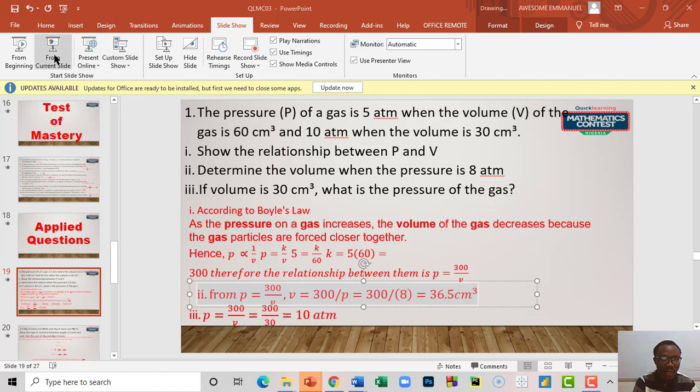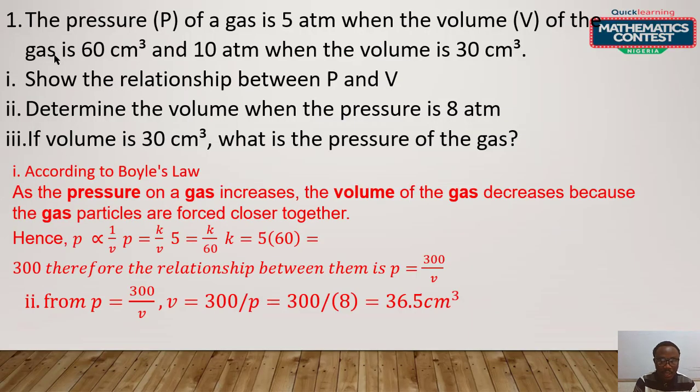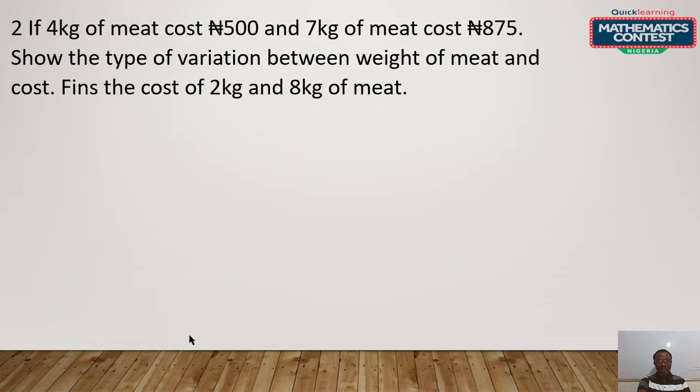Then the next one: find, if the volume is 30 cm³, what is the pressure of the gas? If the volume is 30, it will be 300 divided by 30, which gives us 10 atm. So this is just one of the applications.